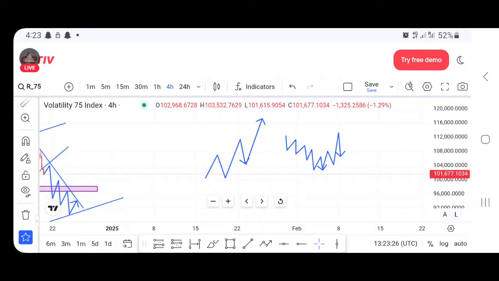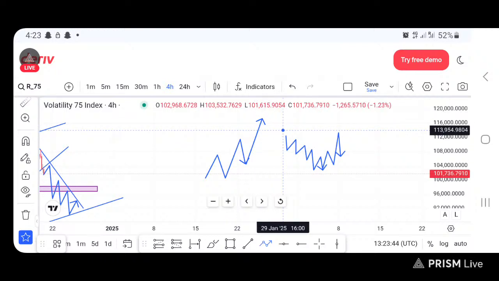This pattern gets over, this leg gets over, and exactly when it's getting over is when we execute here, or we can execute here. We catch the continuation so that we can make a new higher high. Are you getting the point? That is what I was meaning.